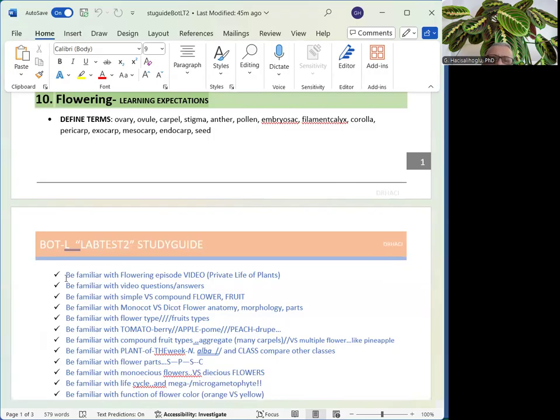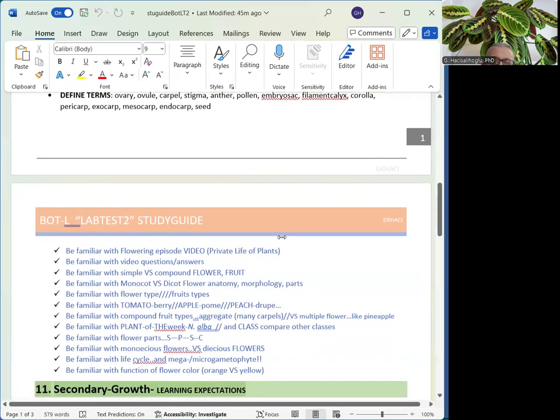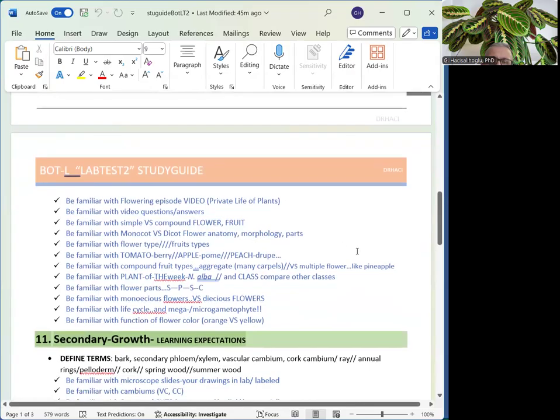Simple versus compound flowers, also fruit types, monocot versus dicot flower anatomy, flower type, fruit type, like tomato is a berry, apple is a pome, peach is a drupe in terms of botanical fruit types. And there are compound fruit types like aggregates, many carpels, versus multiple flowers like pineapple. Plant of the week here.